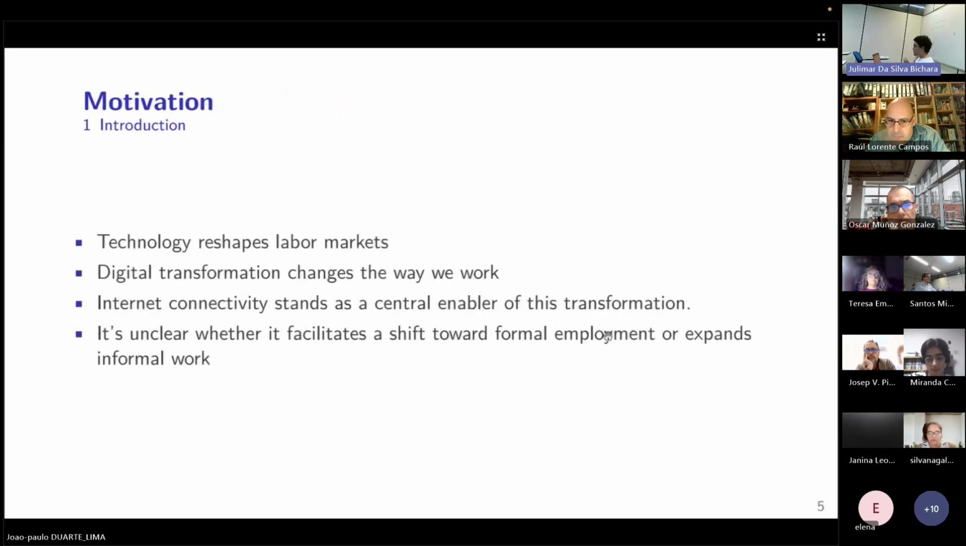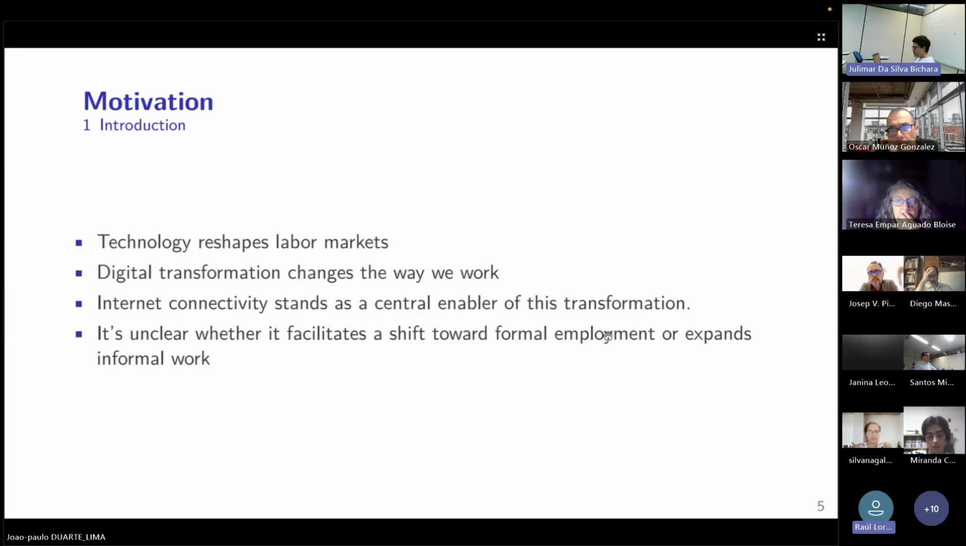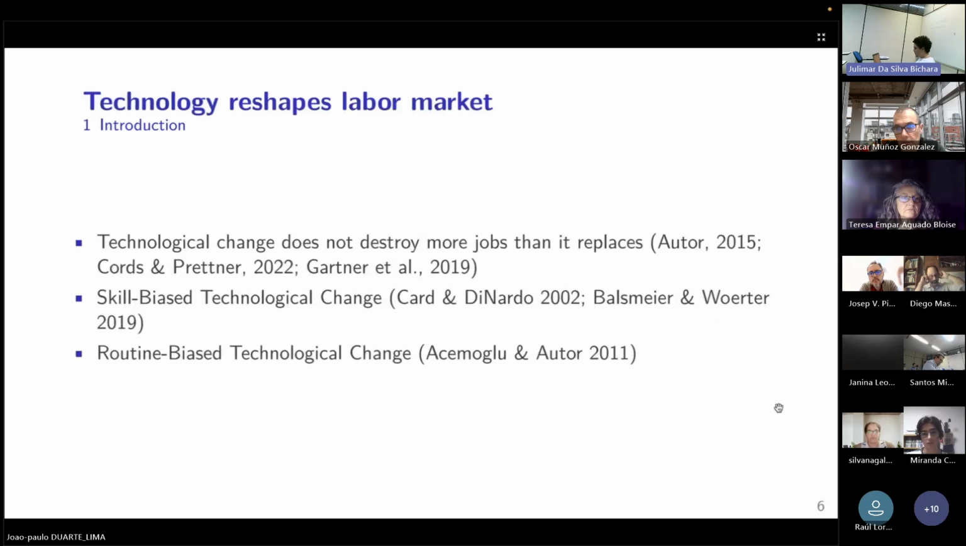So from this idea, what motivates me is to see how this technology is affecting the labor market, because as we know from previous research, technology reshapes labor markets, and digital transformation will change the way we work. Internet connectivity in this sense will be the enabler of this digital transformation and digitalization. And here it's unclear whether this digitalization will shift employment towards informal work or to formal employment. So we'll check.